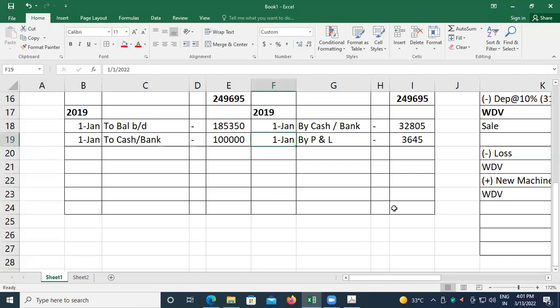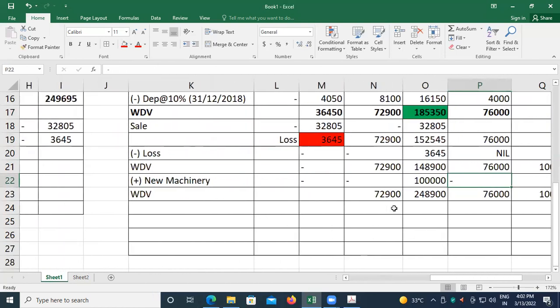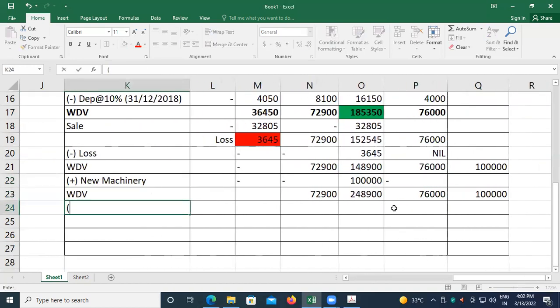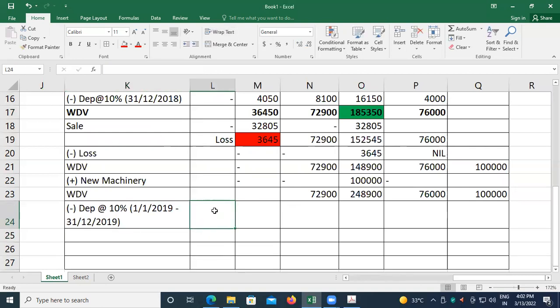So now we are going to calculate the depreciation. Remember, last year we have to charge depreciation or not? Yes, we have to charge the depreciation. So less depreciation. Now let us charge 10% for the whole year. I'm charging depreciation from 1/1/2019 to 31st of December 2019. This is the depreciation for the last year. So now let us go and charge the depreciation.